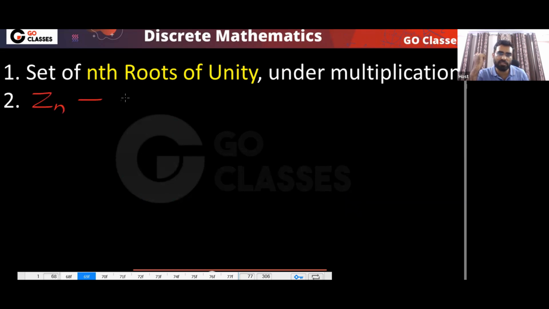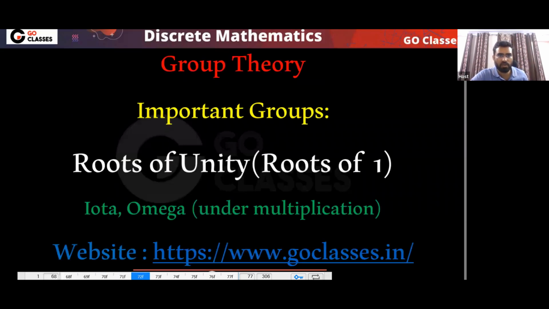What is Zn? Basically, this is addition modulo n. I will tell you what this means. Don't worry. These are some special types of groups. Let's start with roots of unity. This is a very important group.